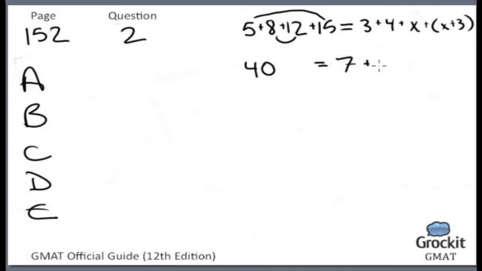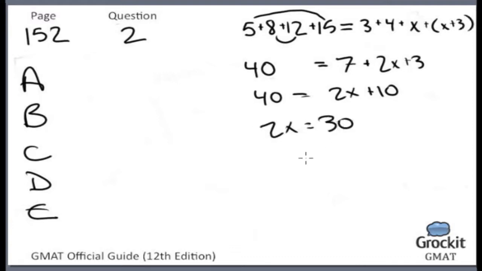plus 2x plus 3, because again, the commutative property of addition, we can add it all together. 40 equals 2x plus 10, 2x equals 30, so x equals 15, which is choice B. I probably should have written the other answers in. Okay.